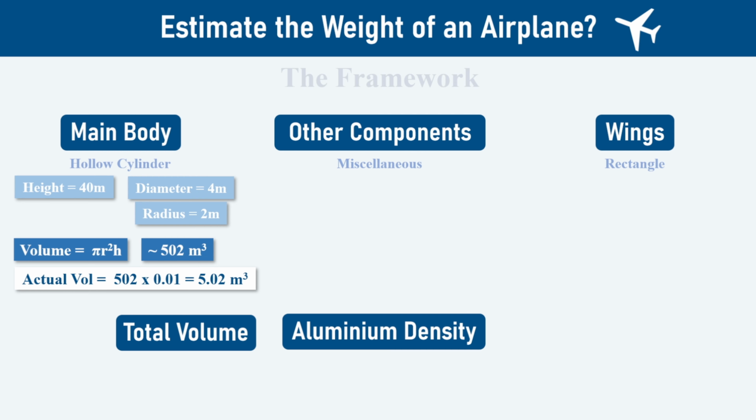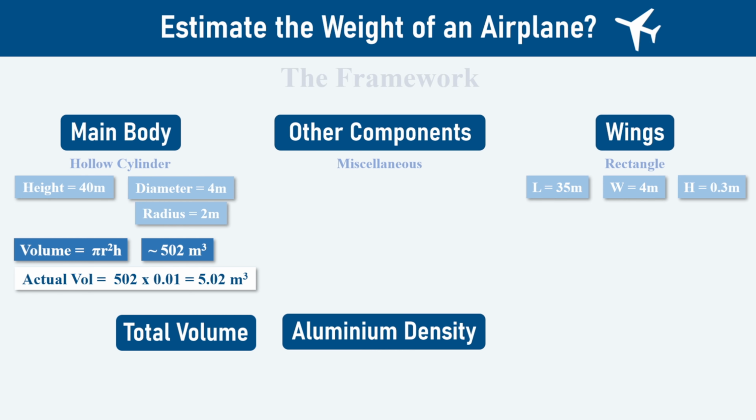Now for the wings, we consider them in the shape of a rough rectangle. I know you might be thinking it's a trapezium, but remember you have to make your calculations as easy as possible to quickly solve in front of an interviewer. Thus, we take it as a rectangle with its length as 35 meters for both the wings and the width of 4 meters and its height as 0.3 meters.